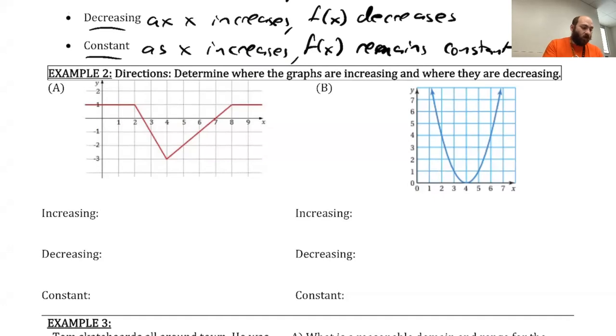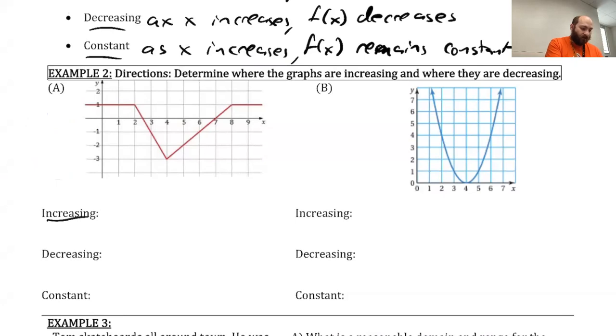One thing you'll notice is that the graph is not always increasing or always decreasing. Sometimes a graph can be always increasing, it will just go like this. Sometimes a graph is always decreasing, and looks like this. This first example has a bunch of things going on.